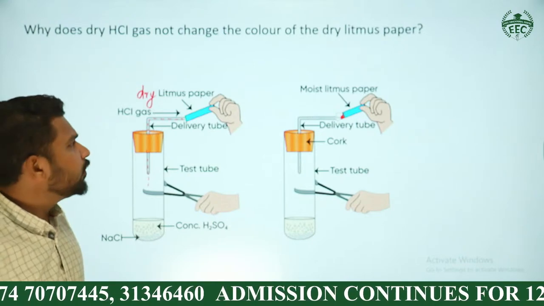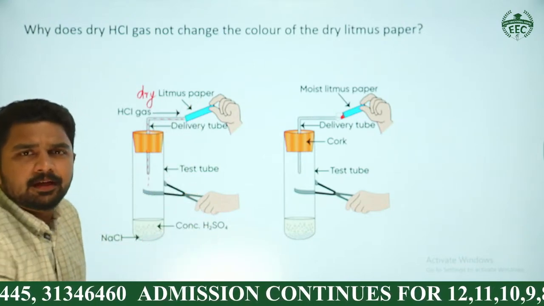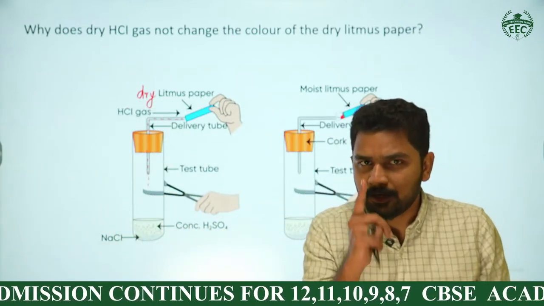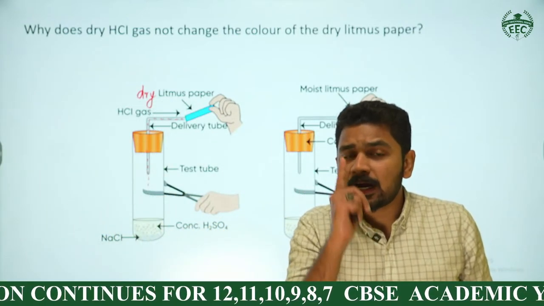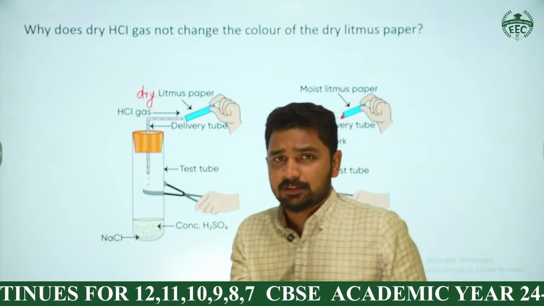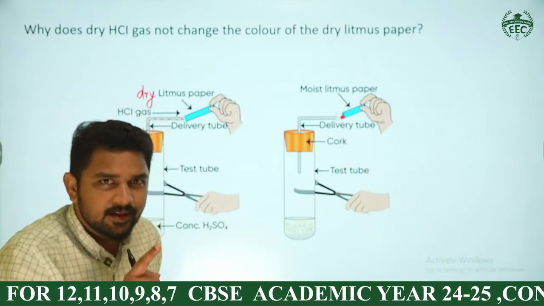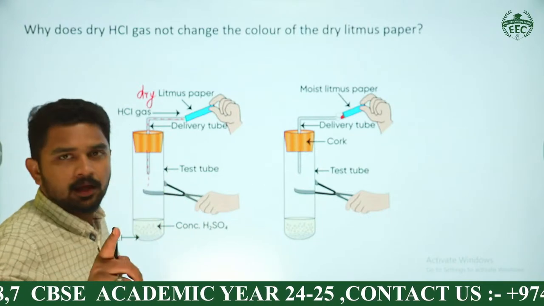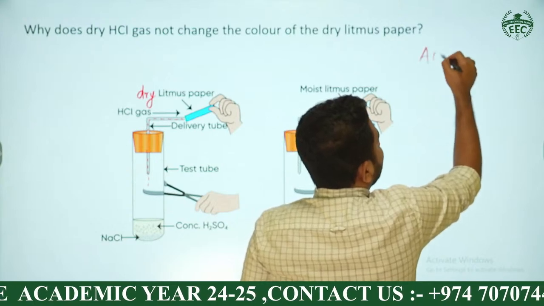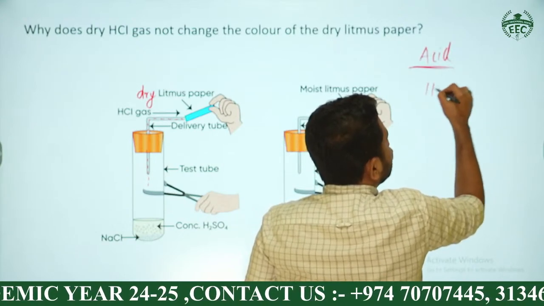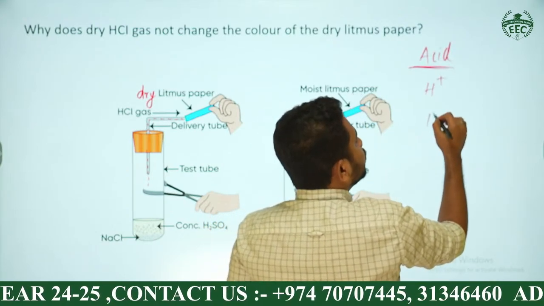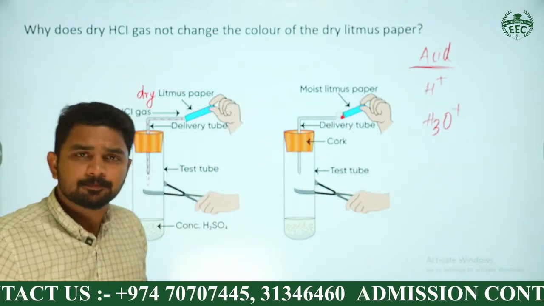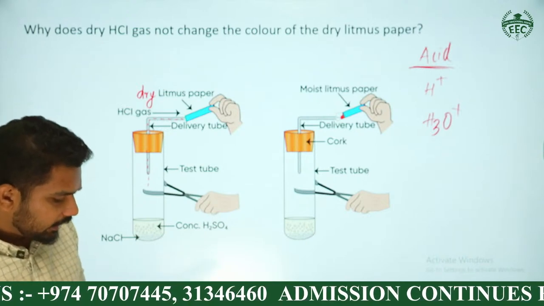Why is it so? If you are using dry litmus paper, what happened to HCl? What happened to the litmus paper? You know that the color of litmus paper will change only in the presence of H plus ions. If it is an acid, it should have H plus ion, or it should have H3O plus ion. This is the hydrogen ion and this is the hydronium ion.